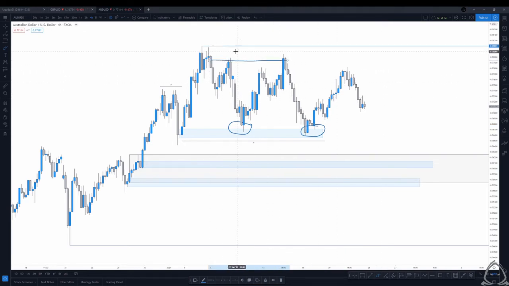Of course, we also see that we have the point of interest that we could have looked to sell back into. So even though we're looking at more or less substructure here, we can identify that this is an order block.